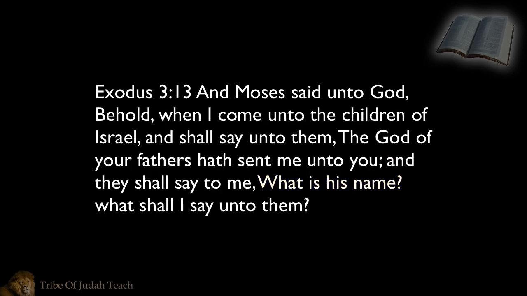Let's read it again. It says, And Moses said unto God, Behold, when I come unto the children of Israel, and shall say unto them, The God of your fathers hath sent me unto you, and they shall say to me, What is his name? What shall I say unto them? Now, on the surface, it sounds like Moses is asking for a literal name. But notice what Moses said. He said, I'm going to tell them you are the God of their fathers, Abraham, Isaac, and Jacob. That's an identifying title. The children of Israel knew who the God of Abraham, Isaac, and Jacob was.